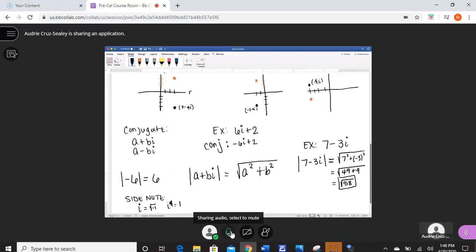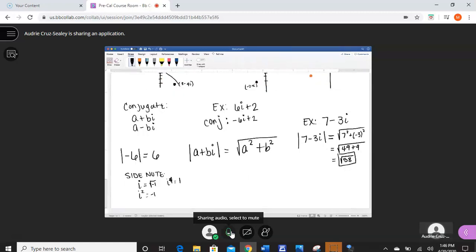Just in case I forgot, you're taking it out of this imaginary plane and actually just finding the length from the origin. All right, so you do B for me. B says negative square root of 2 plus i times the square root of 2 over 2. And I want you to find the modulus of this.